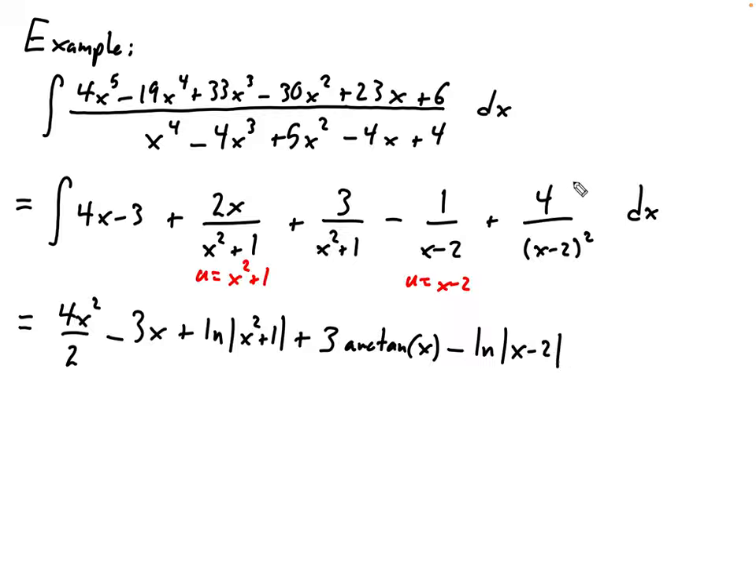And this last fraction, we'd want to view this as 4 times x minus 2 raised to the negative 2 power. Once again, we would do a u substitution, u equals x minus 2. And the antiderivative of this final fraction is minus 4 divided by x minus 2. All of this plus c.